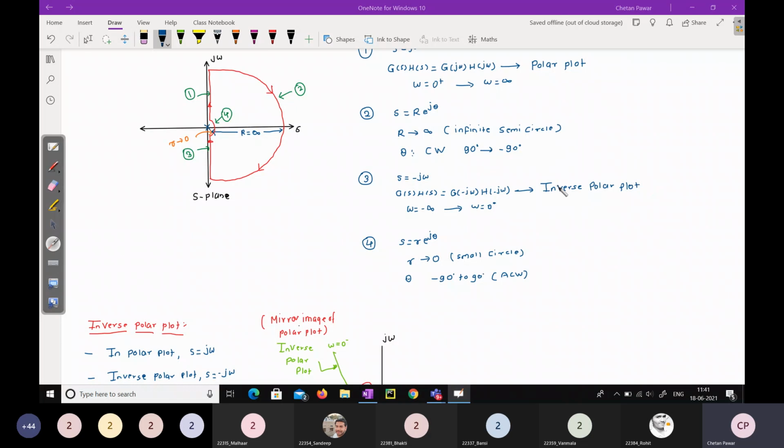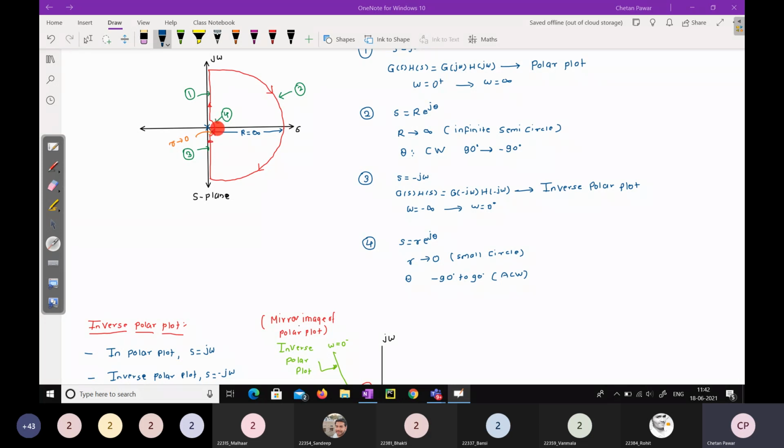So the first region gives me the polar plot, and this third region gives me the inverse polar plot. When we solve problems, you will understand that once you find the mapping of region 1, the mapping of region 3 will be very easy. So we have seen three mappings: first, second, and third region. Let us see the mapping for the fourth region.